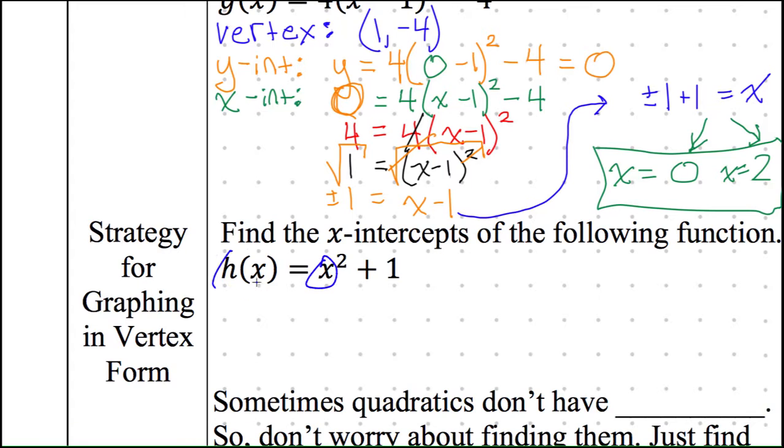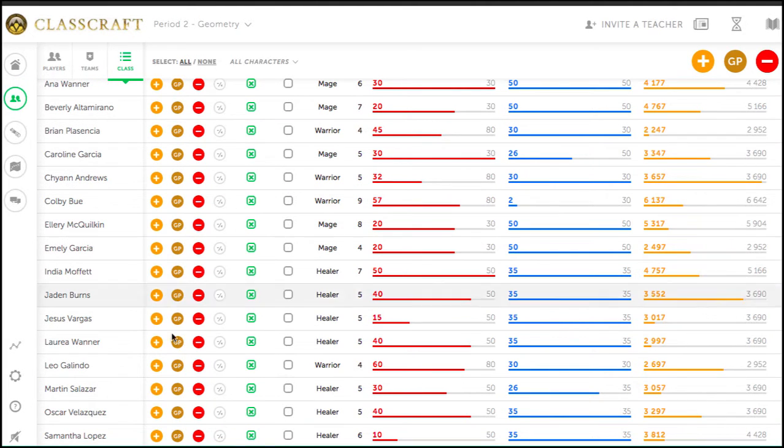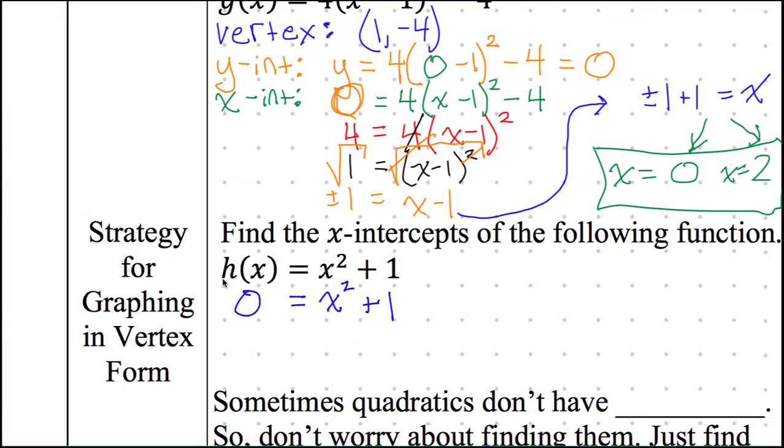0 for x or 0 for y? There it is. 0 for y. Thank you, Oscar. 0 is equal to x squared plus 1. Oscar, I now have your card. Thank you for participating. And Oscar got his marble.